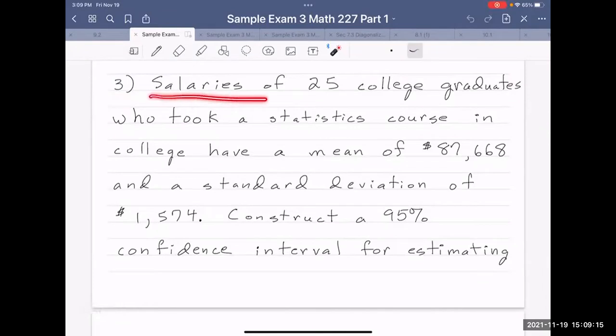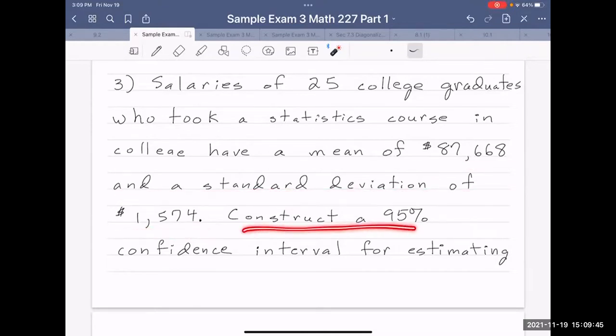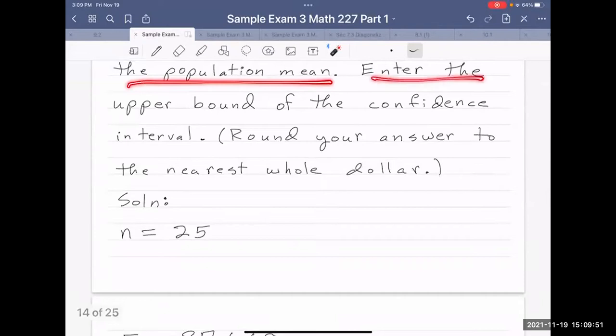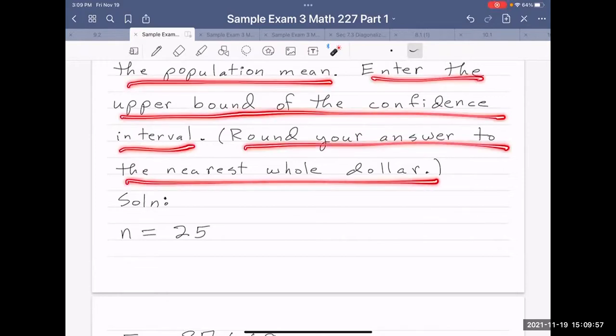Problem 3. Salaries of 25 college graduates who took a statistics course in college have a mean of $87,668 and a standard deviation of 1574. Construct a 95% confidence interval for estimating the population mean. Enter the upper bound of the confidence interval. Round your answer to the nearest whole dollar.